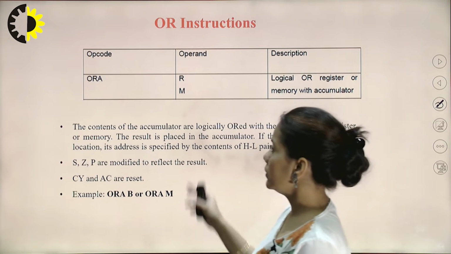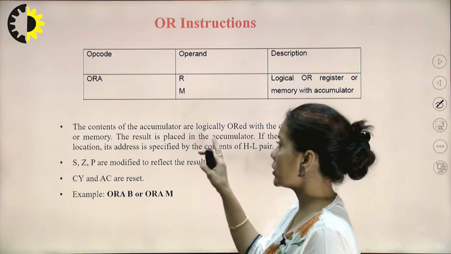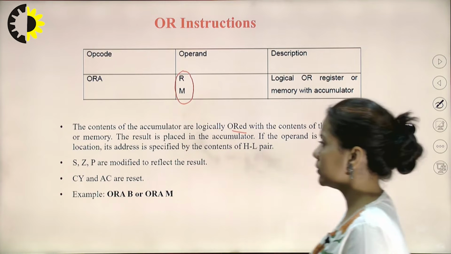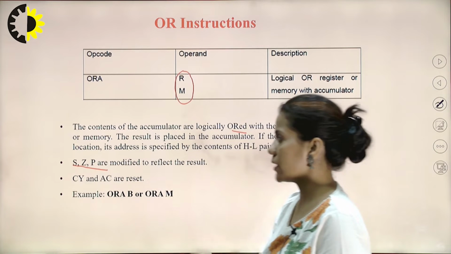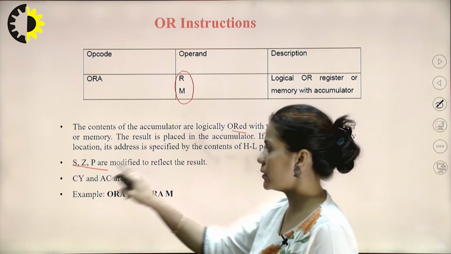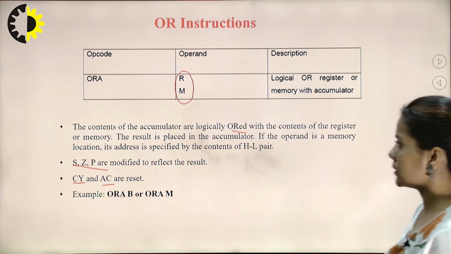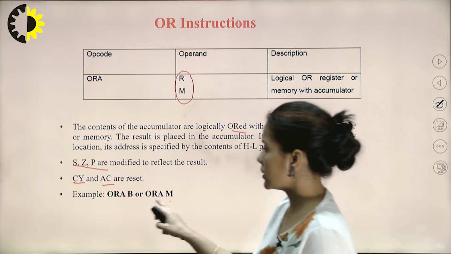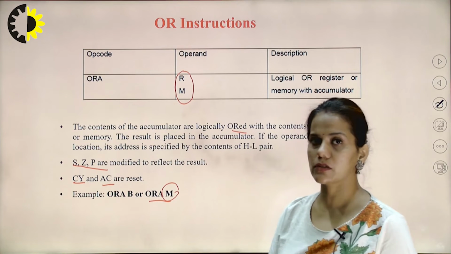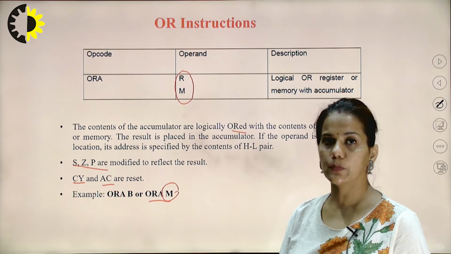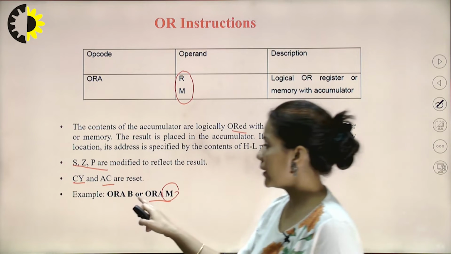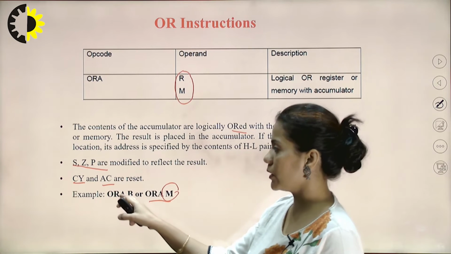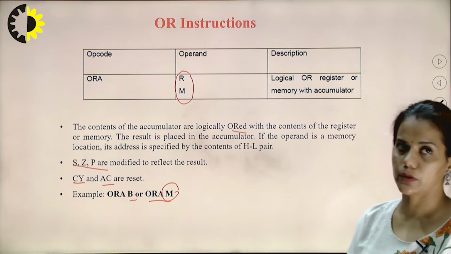ORA, that is, it will logically OR the contents present in the operand with the accumulator, and the flags which are modified are sign, zero and parity flags to reflect the result, and carry and auxiliary carry are reset. And these are the examples. In this case, M denotes the contents of the memory location pointed to by the HL register pair, and here B means the contents of B will be logically ORed with the contents of the accumulator, and the result will go into the accumulator.